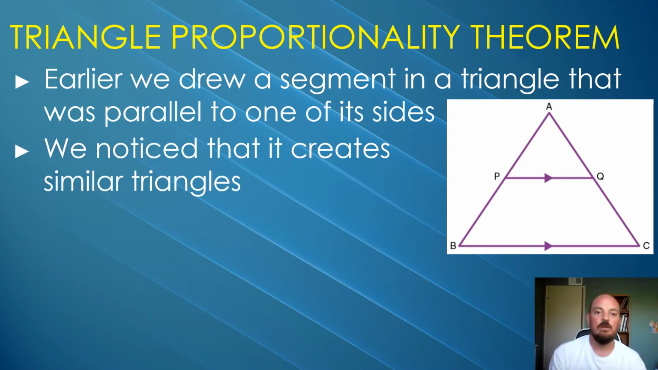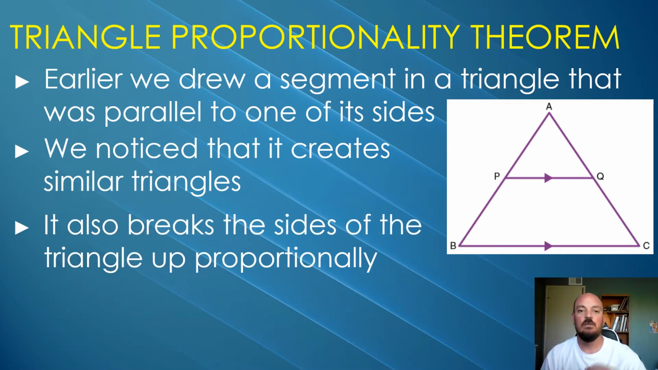And here's a new theorem. It says, well, this isn't the new part. This is what we noticed before. We said that top triangle APQ is similar to the whole triangle ACB. But here's the triangle proportionality theorem. It also breaks the sides up into proportional pieces. So it's not the triangle itself. It's a tiny difference here.